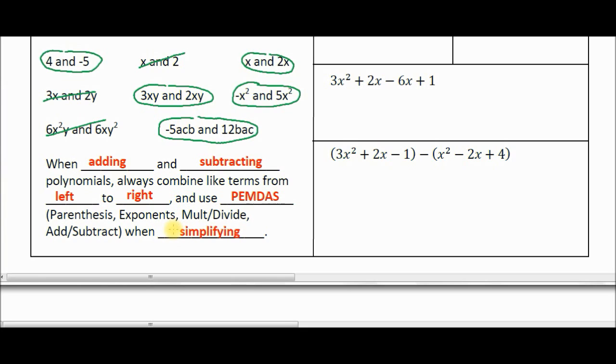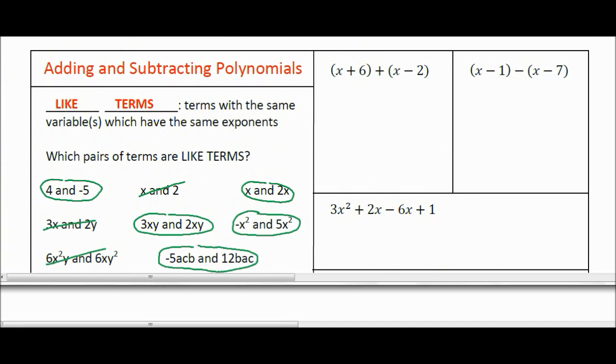If you start adding and subtracting somewhere in the middle, or multiplying and dividing somewhere in the middle or toward the end, it's possible you'll get an entirely different answer. So when you're simplifying, you combine like terms from left to right and use PEMDAS when simplifying. We'll go through some examples of that in the column next to this. Let's get to that next column. All right, let's put this into practice.